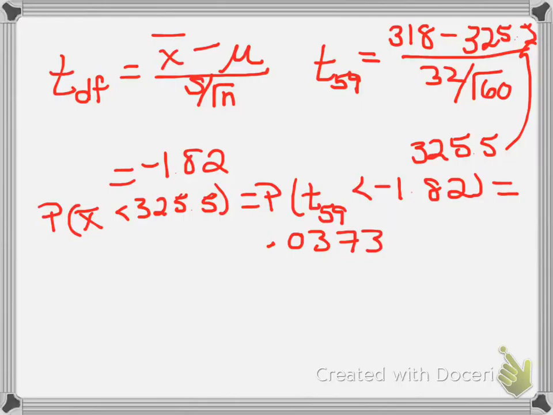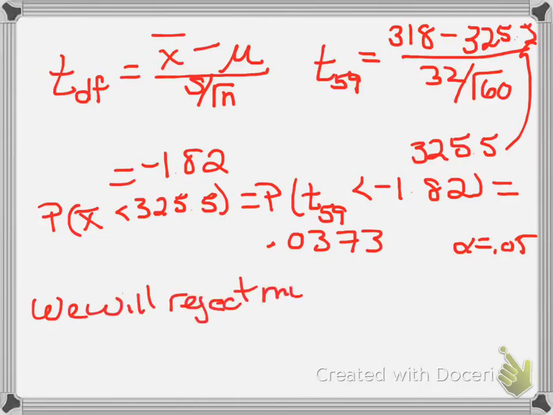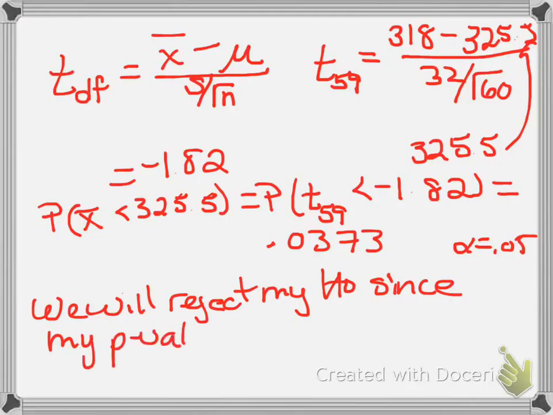Okay, so I'm looking up here to see if there's an alpha. They do talk about a 95% confidence interval, so I'm going to say alpha is equal to 0.05. So I'm going to make my decision, and so we will reject my H0 since my p-value of 0.0373 is less than my alpha, which is 0.05.